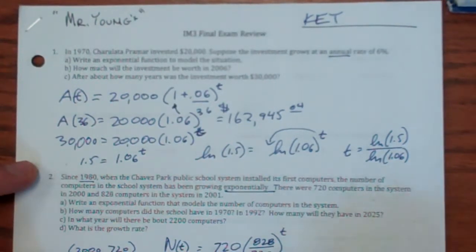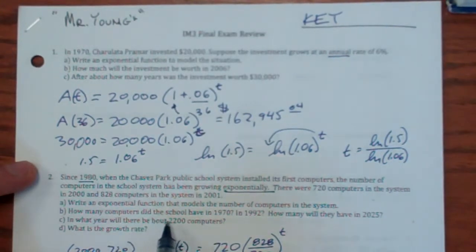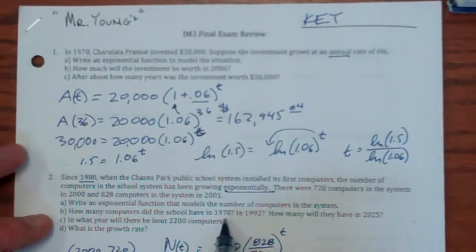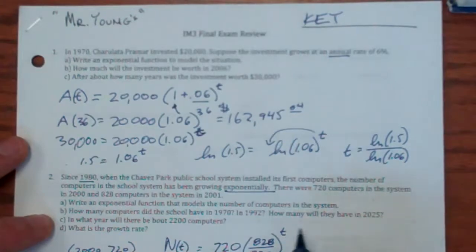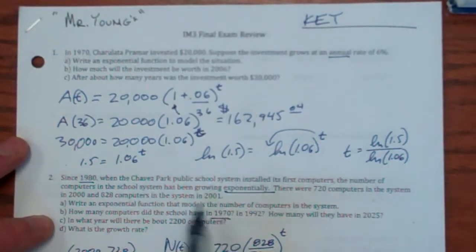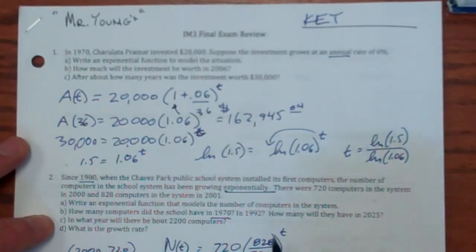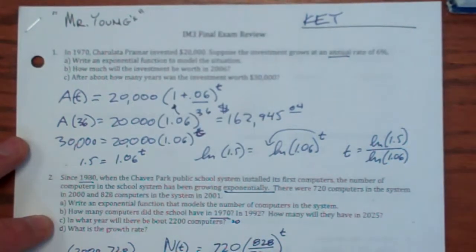And then when you're asked how many computers did the school have in 1970, well, that would be 30 years before the year 2000. You could plug in negative 30, but we're too clever for Mr. Young here to fall for this trick, because that's 10 years before they started buying computers. So that's going to be equal to 0, or whatever you want to interpret as that.